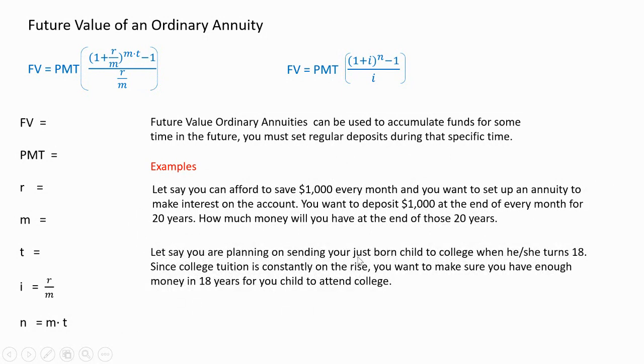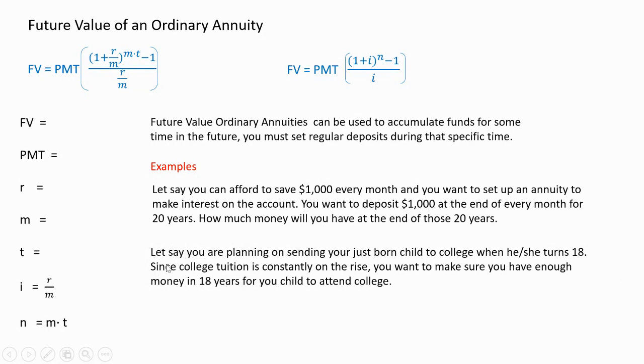Second example, let's say you are planning on sending your just born child to college when he or she turns 18. Because when you finish school, right? Because we're in school to make money, right? To have a better job and to make money. More than likely, once you finish with college, you're gonna get a job where your family or your kids are not gonna be able to get financial aid because you're gonna be making a lot of money. So more than likely your kids will not qualify for financial aid. So it's always wise to begin setting up some kind of account.